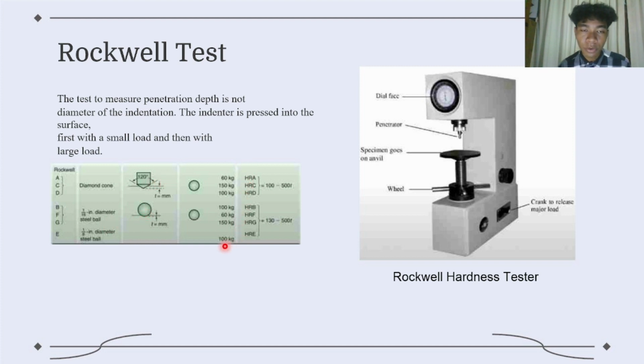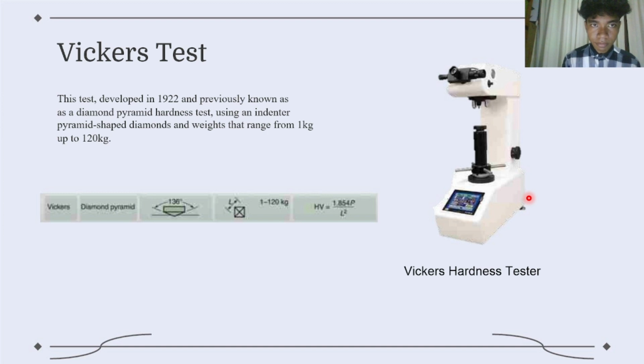And the weight right here, and this is the Rockwell hardness tester machine. You can see this is a dial face, and this is the penetrator, and this is the anvil when the specimen goes, and this is the wheel, and this is the crank to release major load. And the third is the Vickers test.